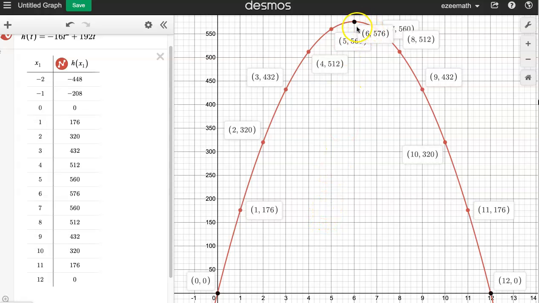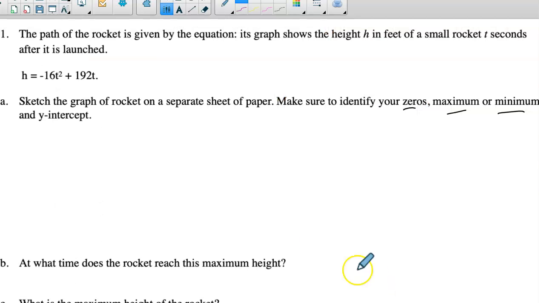What is the maximum height they asked? So the maximum height reached is 576. What are the zeros? Zeros are the x-intercepts. These are the two, (0, 0) and (12, 0). Those are your x-intercepts. And in 1 second, what is the height reached? It reached 176. And again, at what time is it going to come back to 176? So it goes up and again comes down. In 11 seconds it reaches 176. So all that information you can write over here.